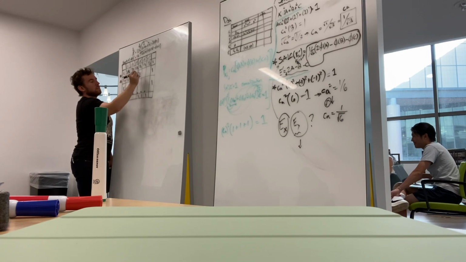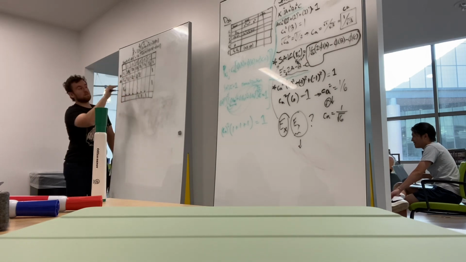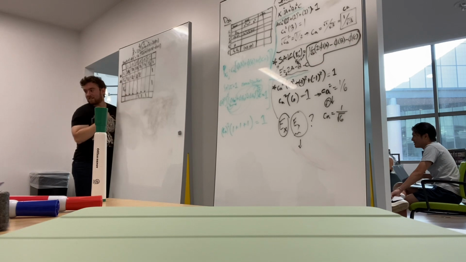Squaring this. If I were to square this, what's this? Squaring negative 1 over, sorry.